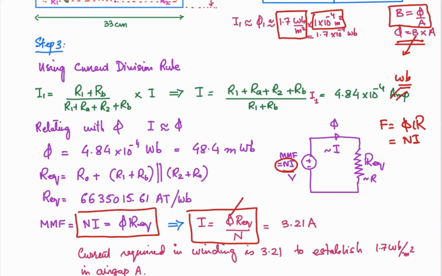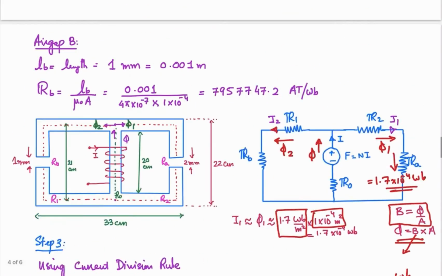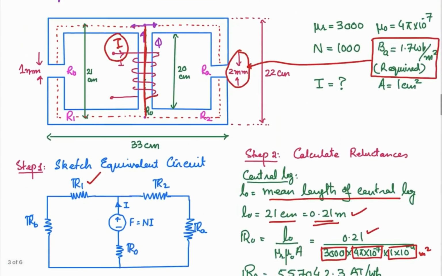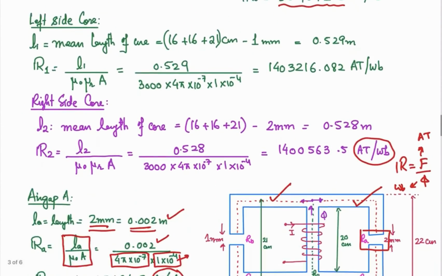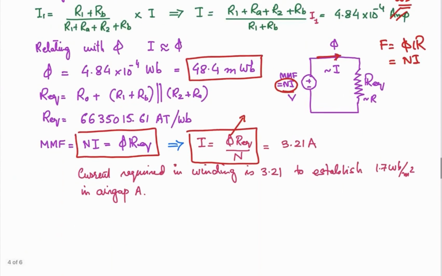So you have calculated the net flux over here, that is this 48.4 milliweber. You know about the number of turns, those are given to us in the statement, and that is 1000 turns. 1000 turns are there in this winding. So taking that N, that is 1000, and you have calculated the reluctance over here, the net reluctance that will be seen by this source, because this will be injecting the flux looking at the total reluctance of the structure. So the current comes out to be 3.21 ampere.